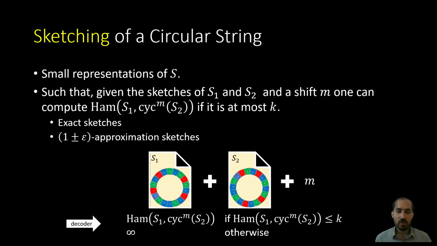We consider such sketches both in the exact manner as we described now and in the manner of 1 plus minus epsilon approximation, where the result that the decoder should output could be just an approximation of the Hamming distance.